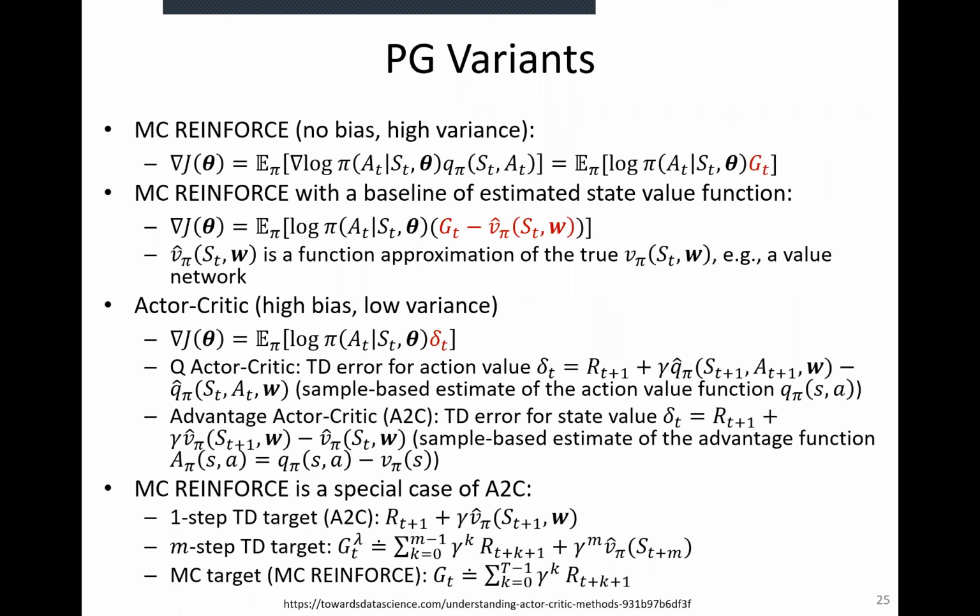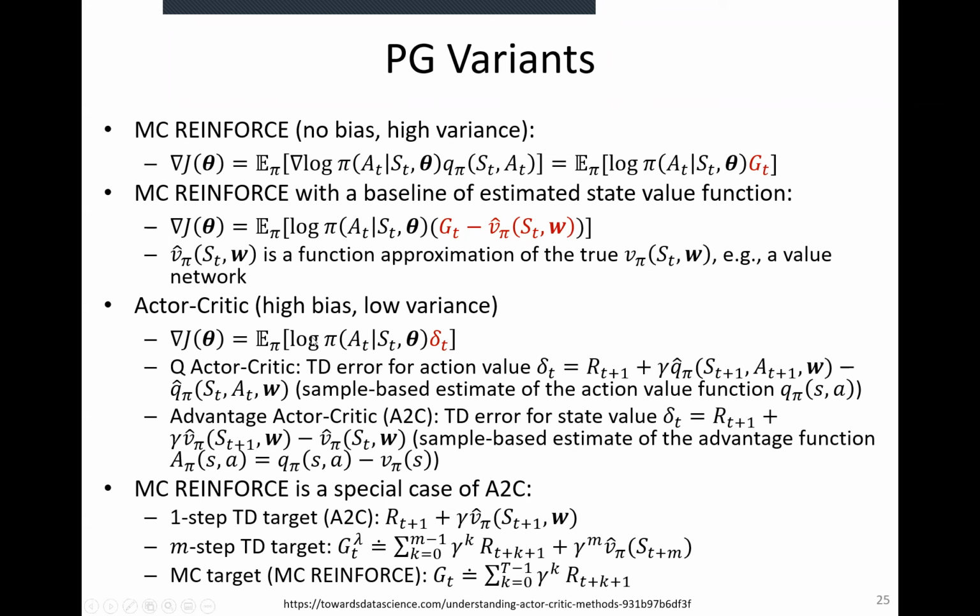For MC REINFORCE with a baseline, you can subtract this estimated state value function to reduce the variance. This V pi hat is the function approximation of the true V pi. All the true V pi and Q pi terms are not available during the training process, so you must perform estimation. I will show how we do the estimation in the Actor-Critic method.